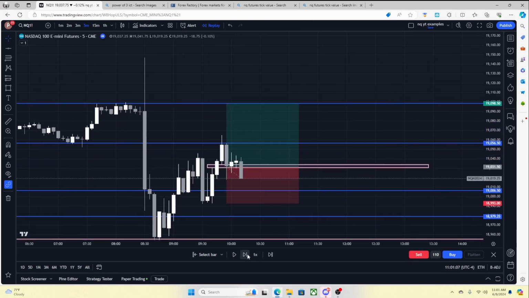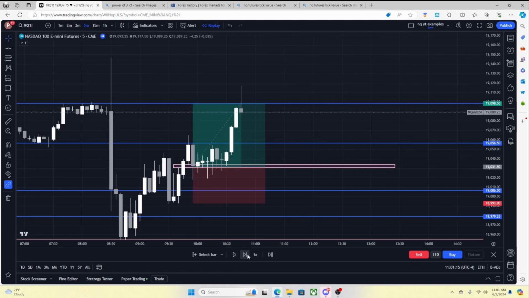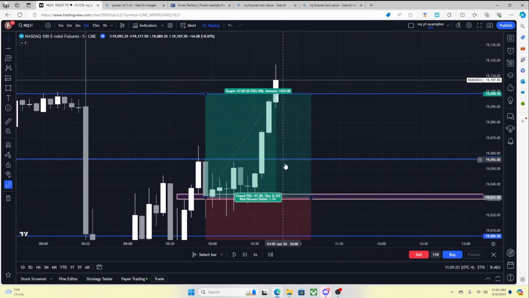We chopped around a little bit, was in the negative just a tad. Then we finally got our bigger push up, smash, take profit there. So again, doesn't look like a huge trade, but from where I entered, around the 1931 mark, 31, 41, 10, 20, 30, 40, 50, 60. So almost 70 points.